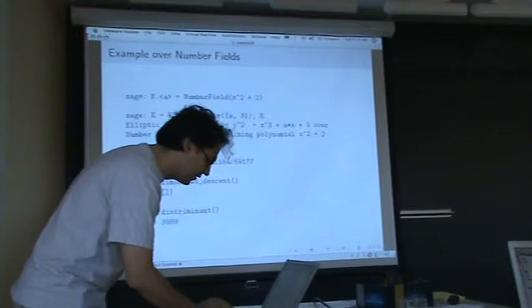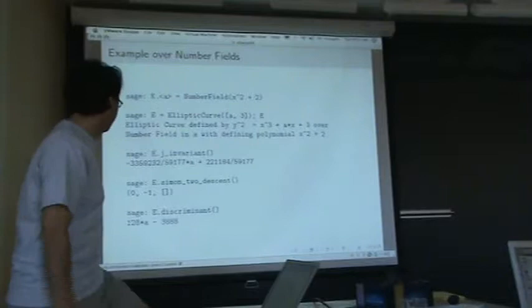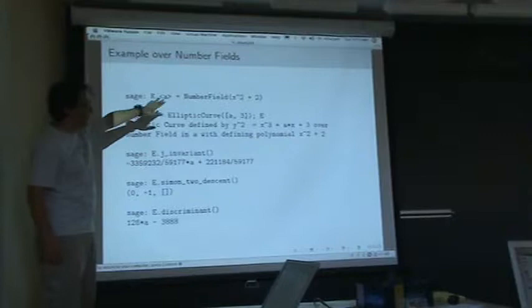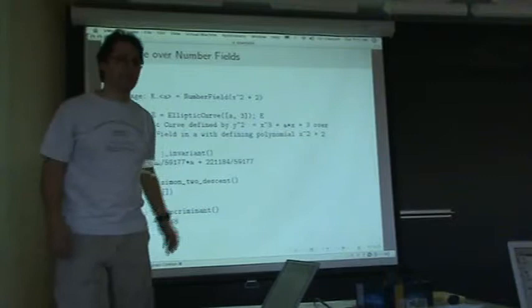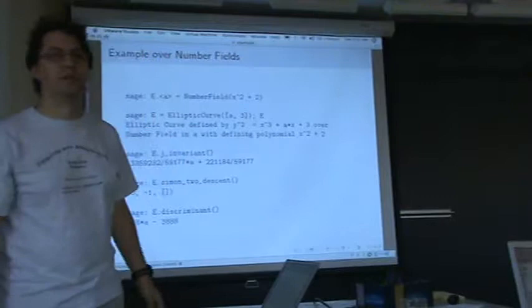So, well, no, I mean, you really have some block over any ring, or over any field. So here's a number field, here's an elliptic curve over that number field, computing its J invariant, doing a descent and finding that the curve has rank 0 over that number field. And computing the discriminant. So you can do a few things like this, but... Can you compute the period lattice over a number field? No. It wouldn't be difficult to add that functionality, but it's not implemented.